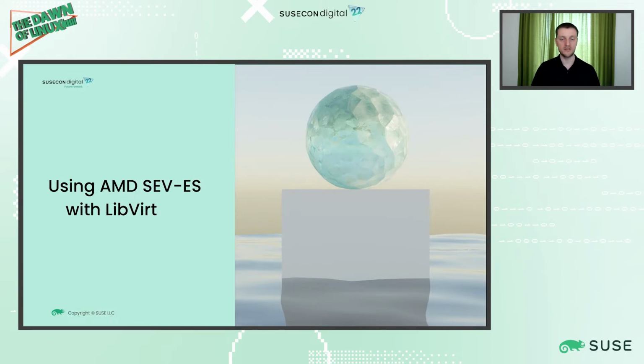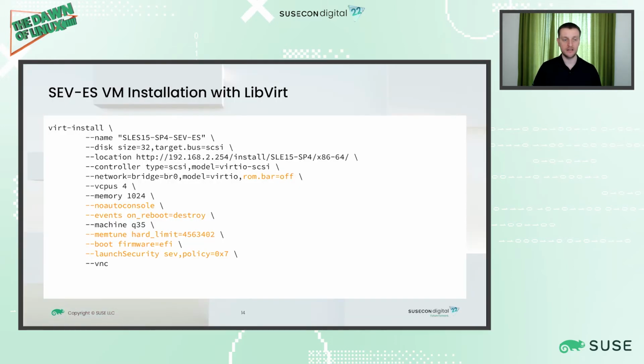So how can we use this technology on SUSE Linux Enterprise? I will show you how to set up an SEV-ES virtual machine with libvirt. For that, I extended the virt-install command you've seen on the previous slide. So this is the extended command. I highlighted the parts which are new.